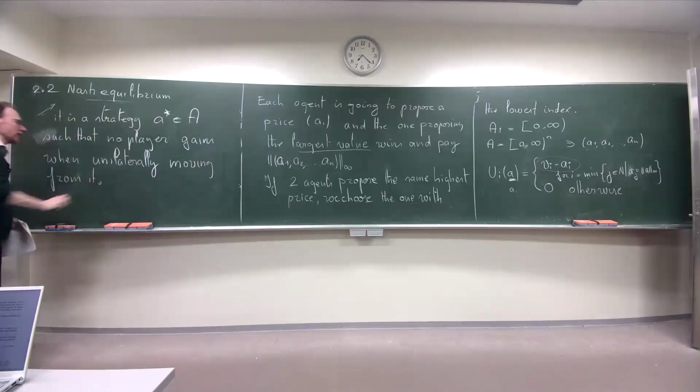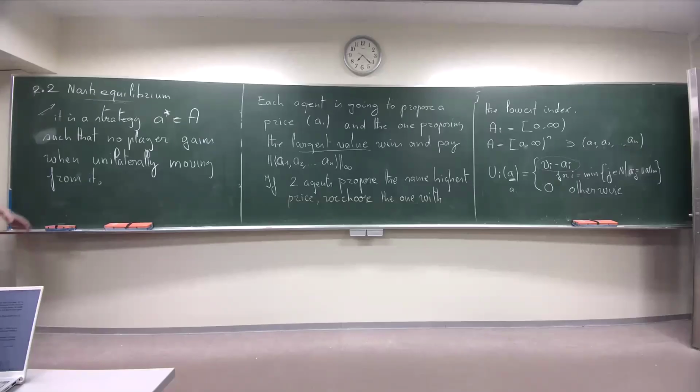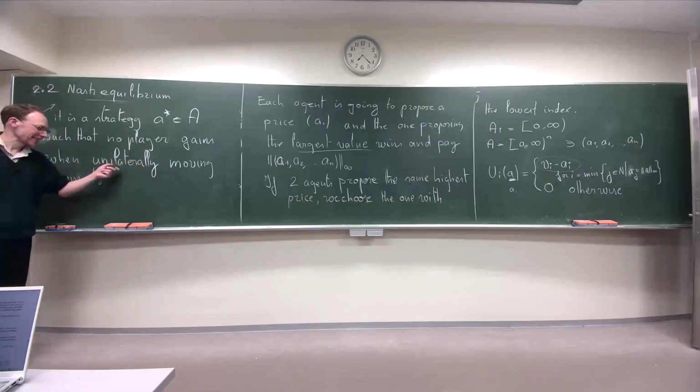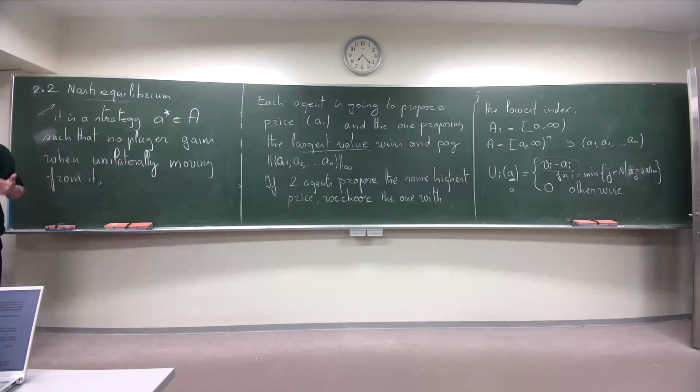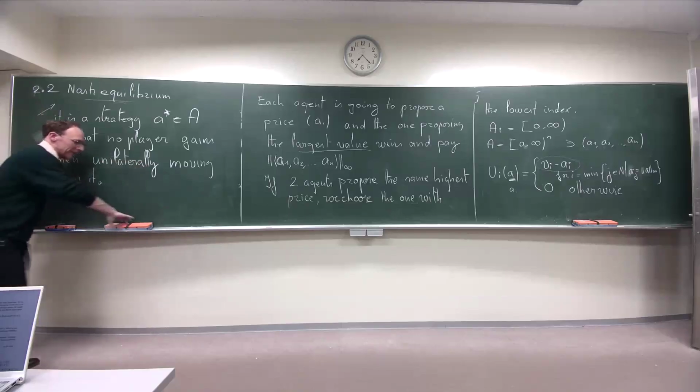This is just a sentence. I will make it more precise, but it means it's a special point. It's a special point in the set A, so that no player will increase its utility function when moving outside of this point. And unilaterally means just one player. And we will see in a second.